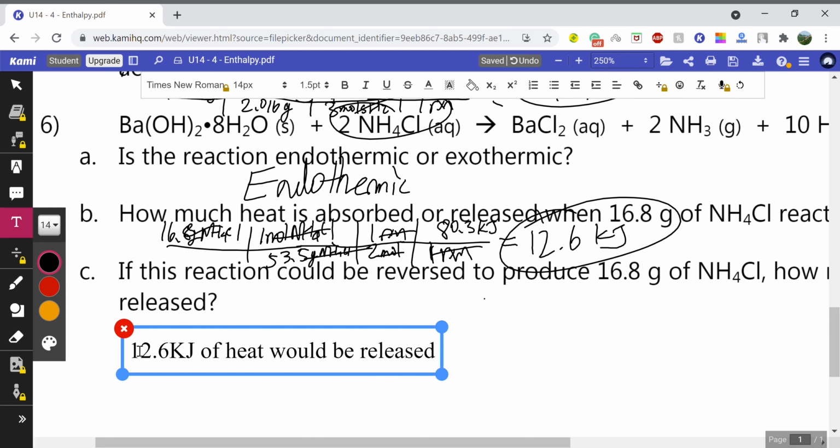Because over here, in number B, it's being absorbed. And now when we reverse the reaction, it will be released. Since the reaction is simply reversed, the energy amount will stay the same due to the law of conservation of energy.